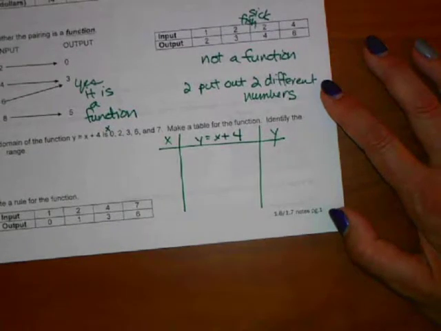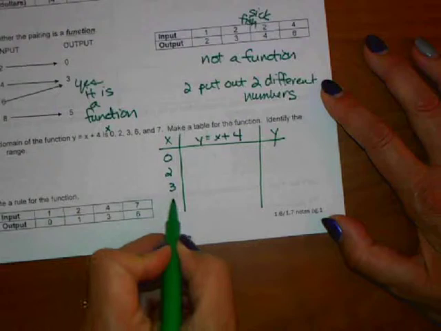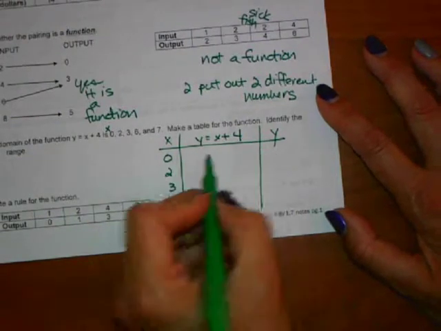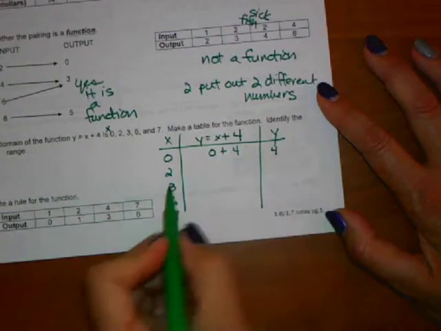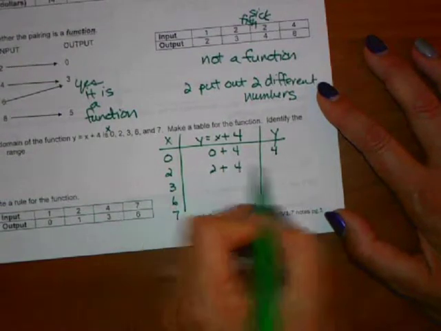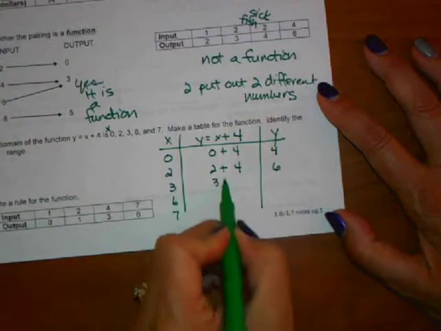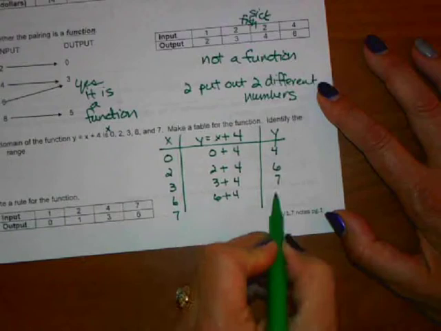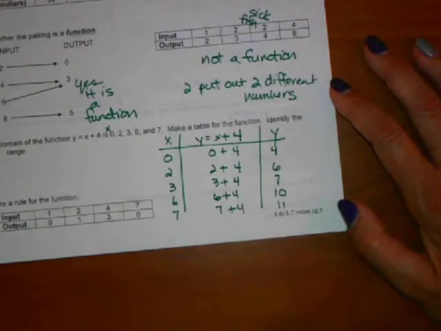Did you do these before? Yeah. Uh-huh. And then I'm going to list my x values that they gave me. And then I'm just going to plug in every value for x. So 0 plus 4 equals what? 4. 2 plus 4 equals 6. 3 plus 4 is 7. 6 plus 4 is 10. 7 plus 4 is 11.